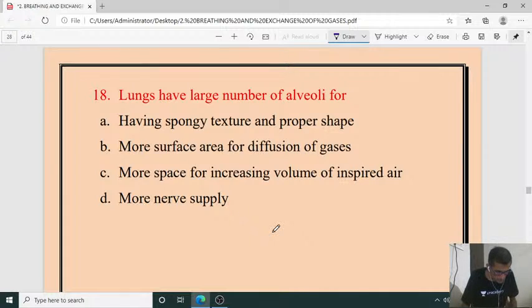Number 18, yes, residual. Manoj, you are right for the previous questions. And for the 18th question, lungs have a large number of alveoli for what? What is the purpose of the large number of alveoli? It is more surface area for diffusion of gases. There are millions of alveoli, so the presence of millions of alveoli will help in the diffusion of gases. So the right answer is B for the 18th one.